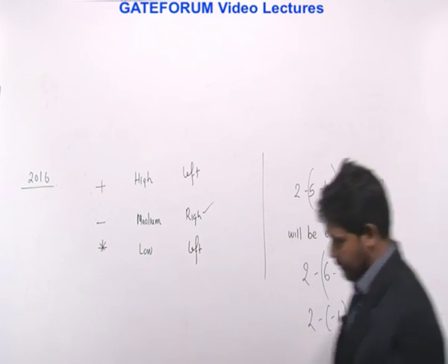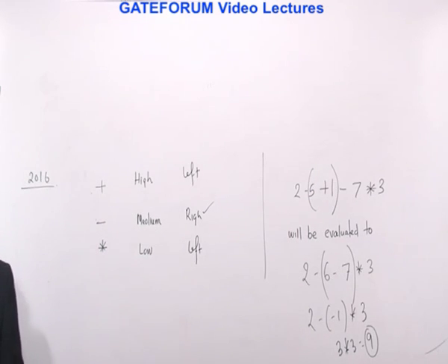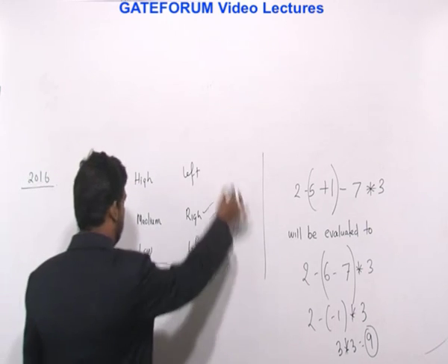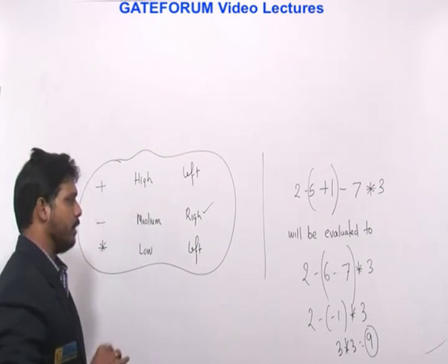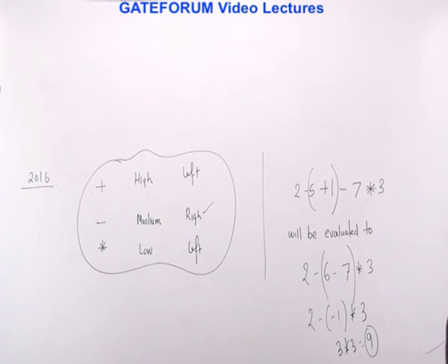So the question is very simple, but they have asked this question just to test that if you change the basic rule, then how will this expression be evaluated. So this particular expression is getting evaluated to 9.